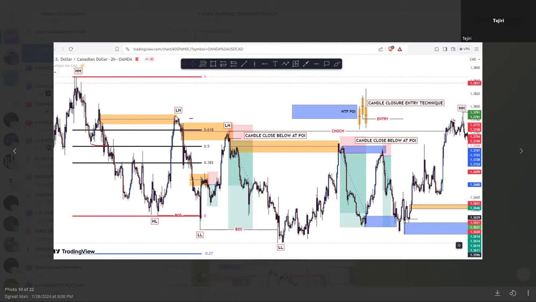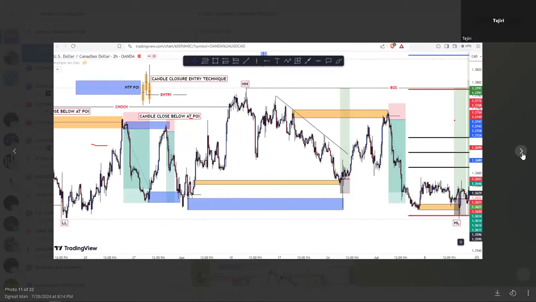You can see that if you go to the daily time frame now, this is 2 hour. If you go to the daily time frame, like I said, it is very clean. So they are all here. You can see your ABCD, right? They're everywhere. Break of structure. Break of structure.